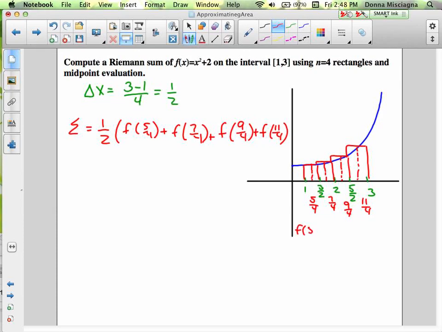f of 5/4, that would be 5/4 squared plus 2. All right, so that's 25/16 plus 32/16. I hate trying to add everything, keep it in my head. 57/16. On the right side, we do have a common denominator. So that's going to be 7/4 squared plus 2. So that's going to be 49 plus 32 is 81.